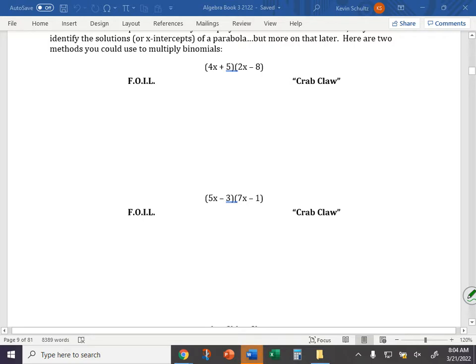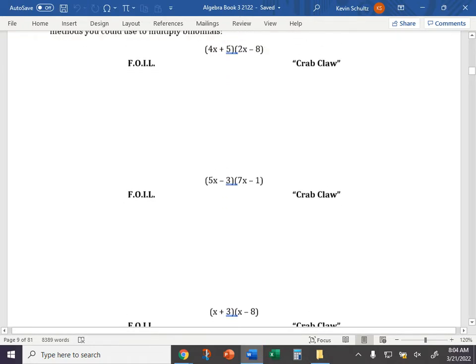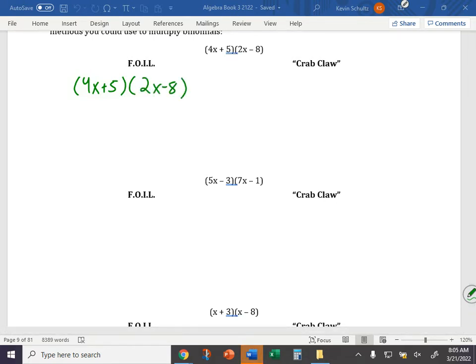The first one is called FOIL. The second one is called the crab claw. Both work excellently. You can pick whichever one you want, but it's kind of an organized chaos to get to our solution. So how FOIL works. We're going to write out this expression again: 4x plus 5 and 2x minus 8. And you can see it's an acronym.